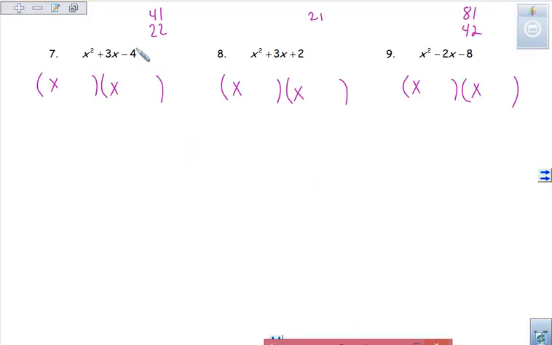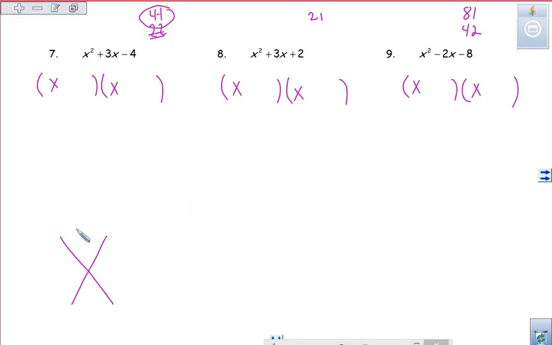Number 7. I want numbers that multiply to negative 4 and add to 3. So I know I need to use my 4 and my 1 because 2 and 2 cannot give me a 3. So I need to subtract the 1. You could write the diamond out if you want, we need to multiply to negative 4 and add to 3, but you don't have to. So we want a positive 4 and a negative 1. If you'd like, you can double check your insides and your outsides. 4x minus x gives me 3x.